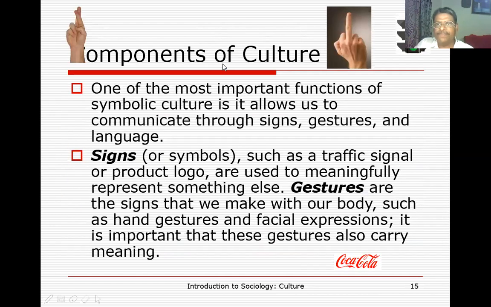Components of culture. One of the most important functions of symbolic culture is that it allows us to communicate through signs, gestures, and language. As I already said, signs. You know, even the children in the school, if they gesture like this, they are communicating something to the teacher. If they do this, they communicate something. And there are different ways of communicating: non-verbal communication, signs, gestures.